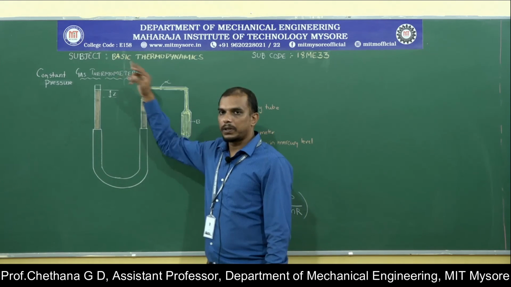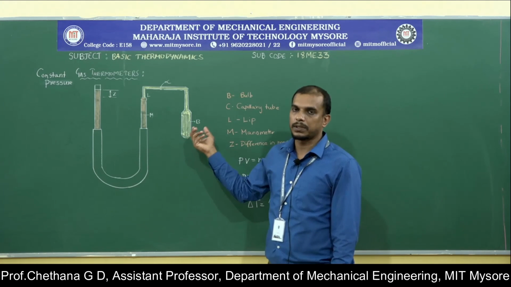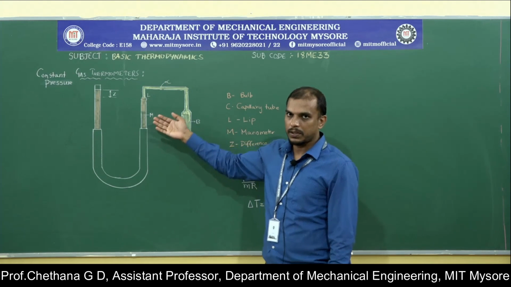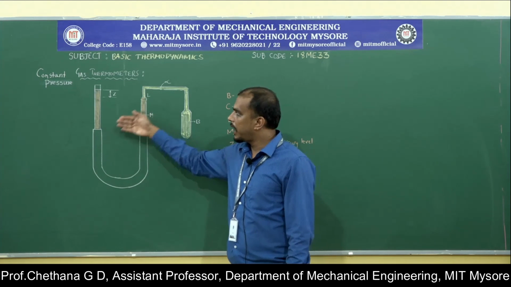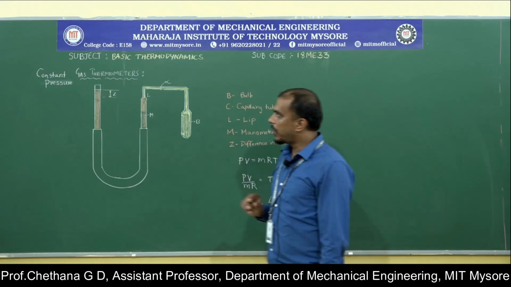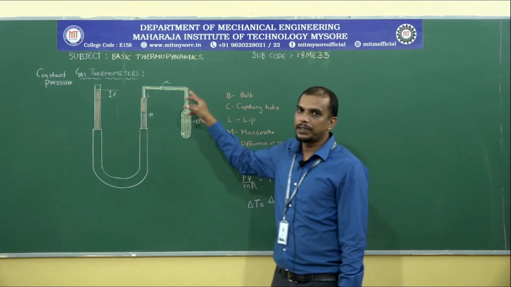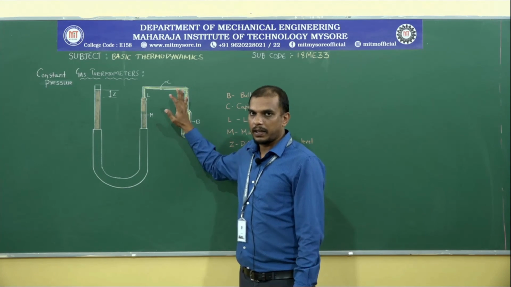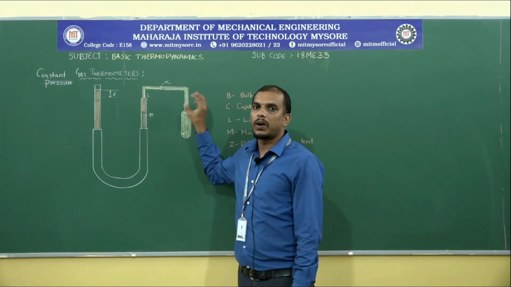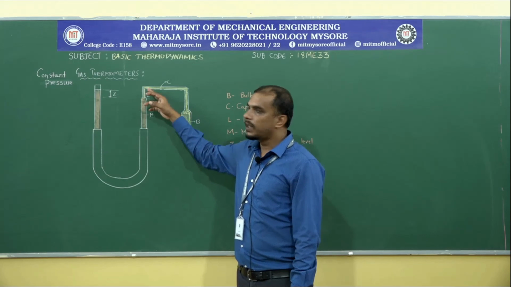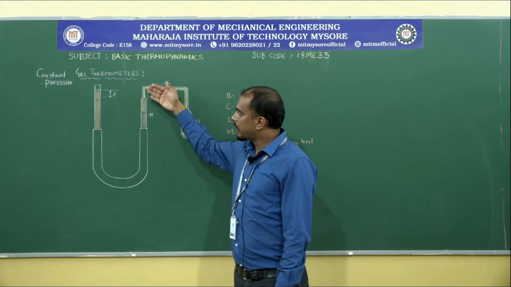What will happen, since this is open to the atmosphere, as soon as you bring this bulb in contact with the system whose temperature has to be measured, the volume changes and this pushes the mercury in the right limb downward and the left limb upward. Because of this, the system will act like a constant pressure. Any change in pressure is transferred to the mercury, making the system act like a constant pressure system.